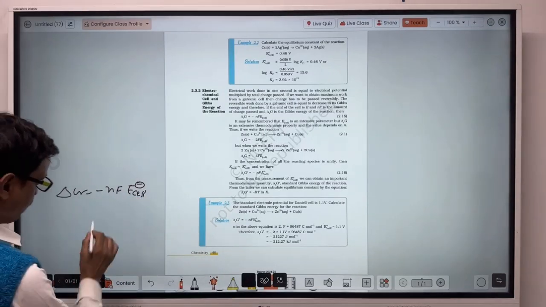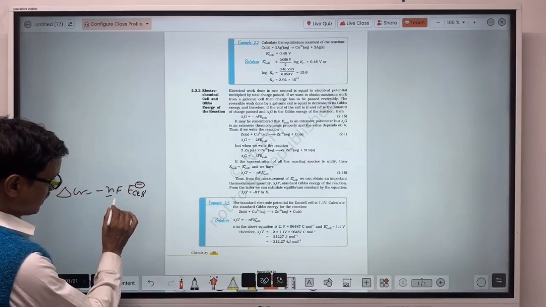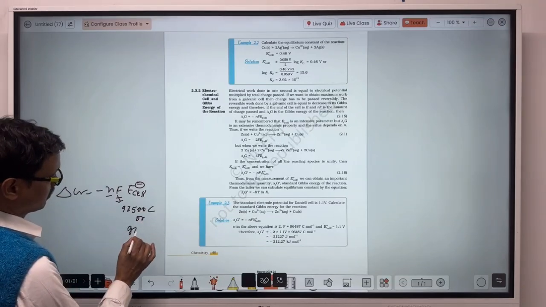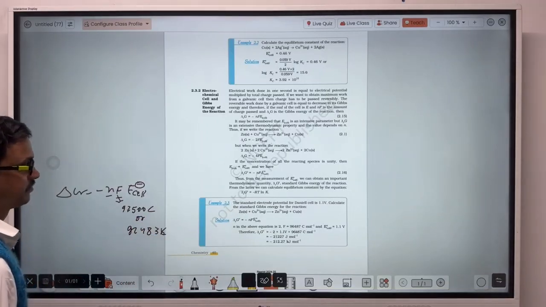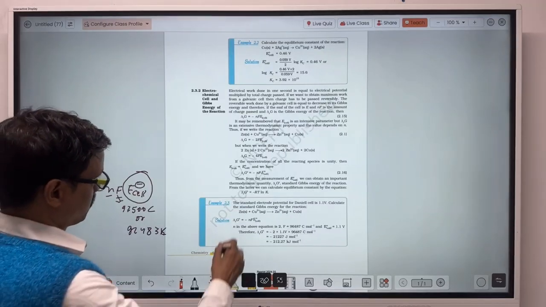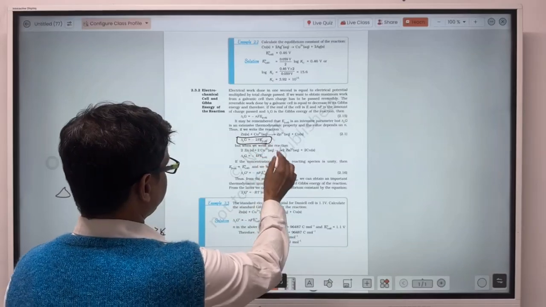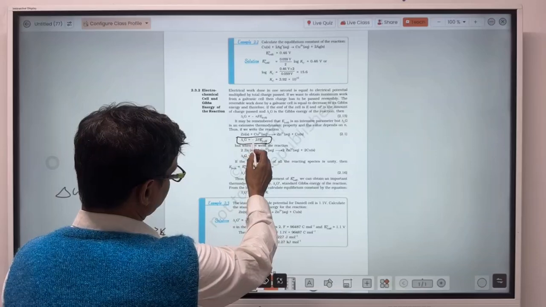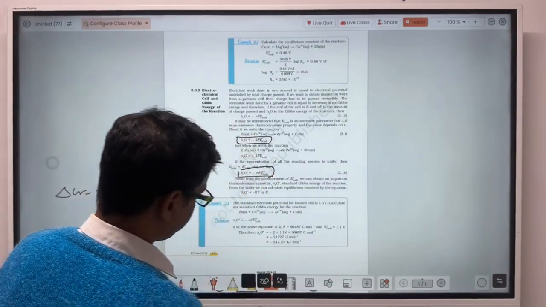Here n is the number of electrons participating in the reaction, F is Faraday's constant whose value is 96,500 coulomb or 96,483 coulomb, whatever you would like to take, and E standard is the standard EMF of the cell. Put this formula in your mind: delta G standard equals minus nF E standard. And if it is not standard, then simply delta G equals minus nFE, and delta G standard equals minus nF E standard.